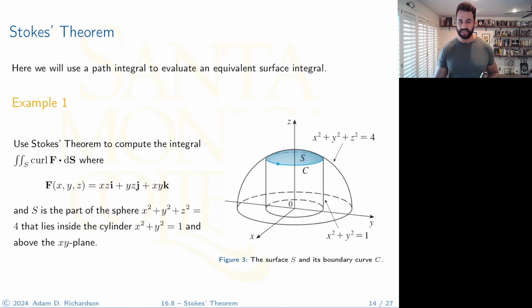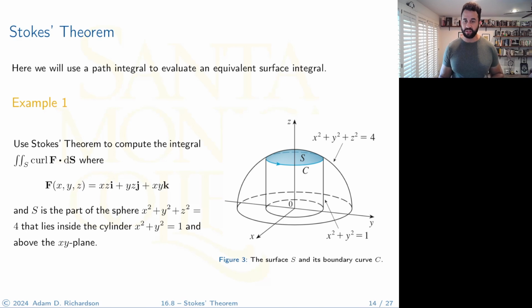So here's an example, and I do want you to try this on your own. You have the statement of Stokes' theorem, and what we're going to do with this first example is use a path integral to evaluate an equivalent surface integral. So basically, you're going to try to compute a surface integral by passing instead to a corresponding path integral that satisfies Stokes' theorem, all right?